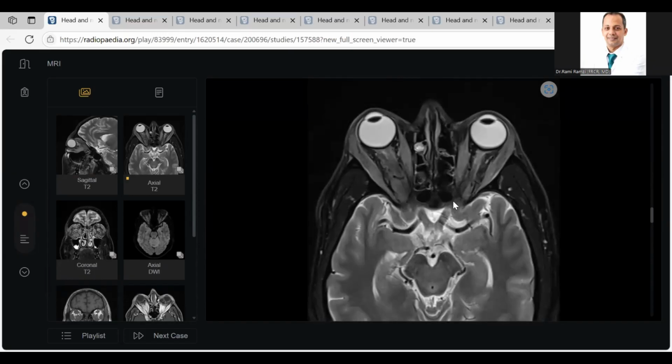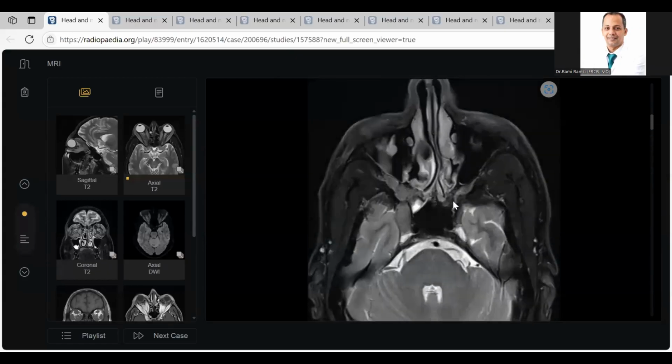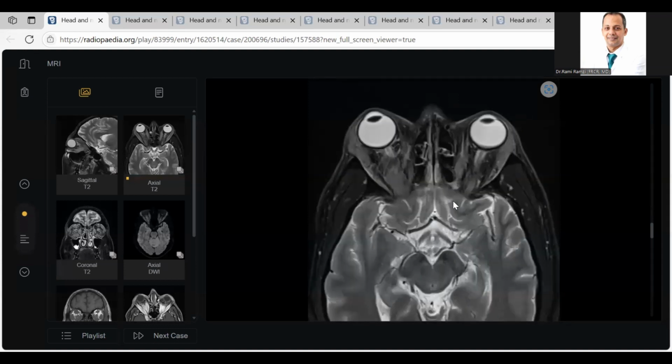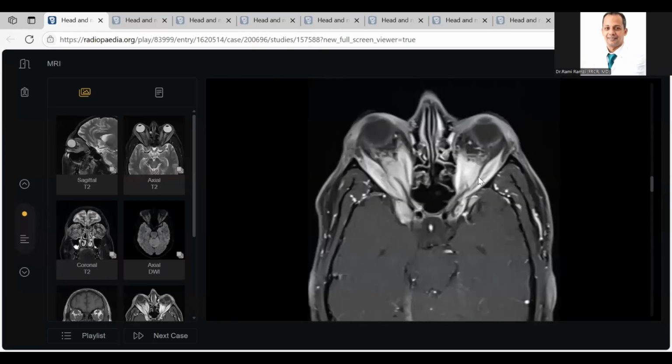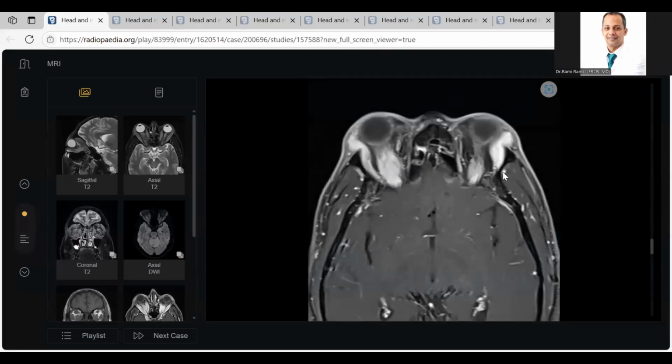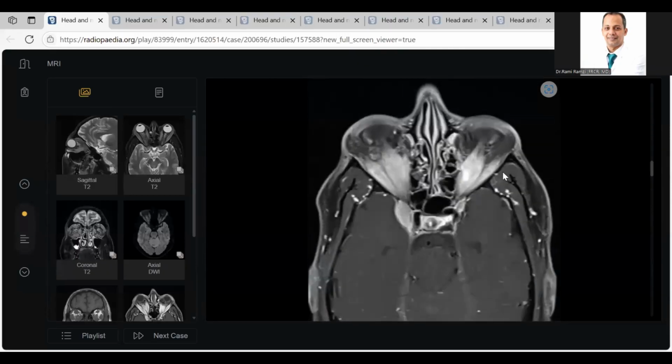The muscles are quite swollen and they are boggy. Next, I would like to see the cavernous sinus of this patient. The cavernous sinus region is also showing some soft tissue intensity, particularly on the right side. The ICA is abutting on the right side, but not obliterating its lumen. But I would like to confirm the finding in other sequences as well.